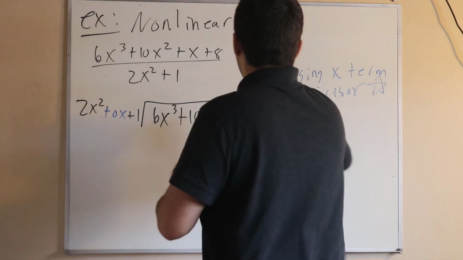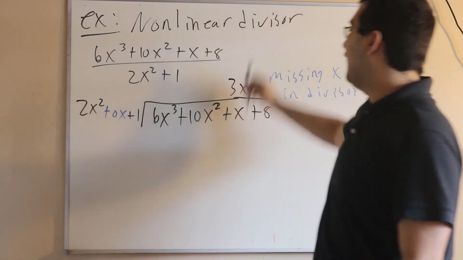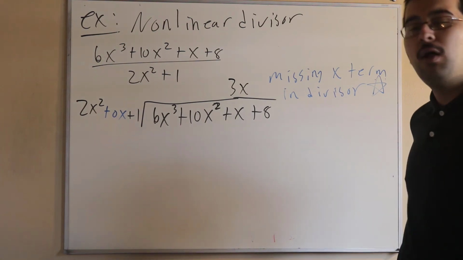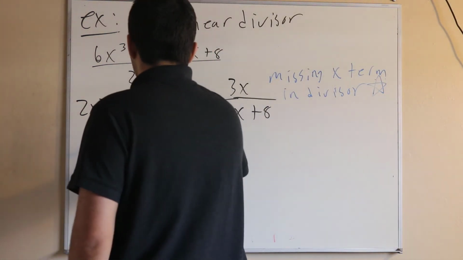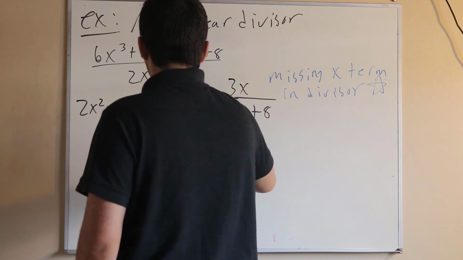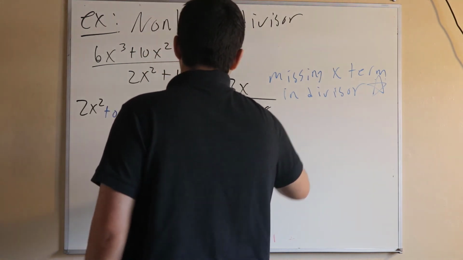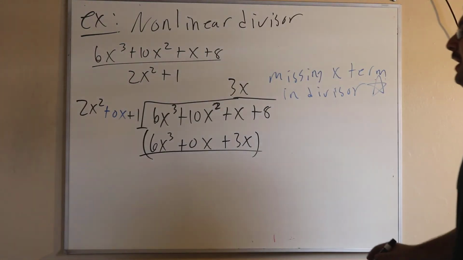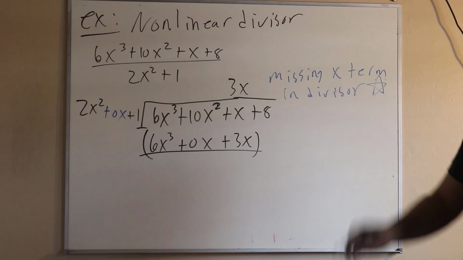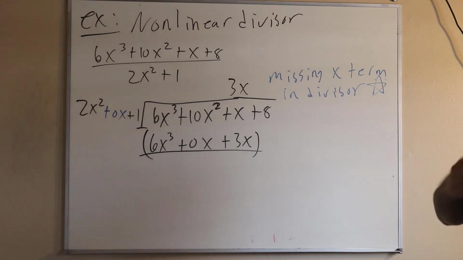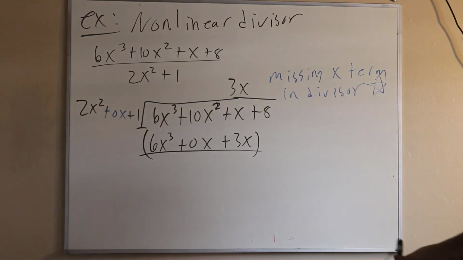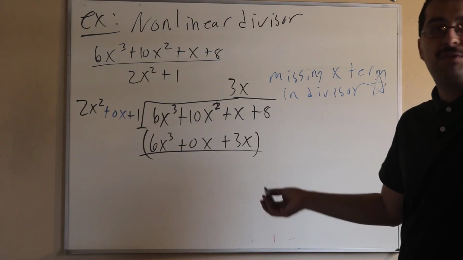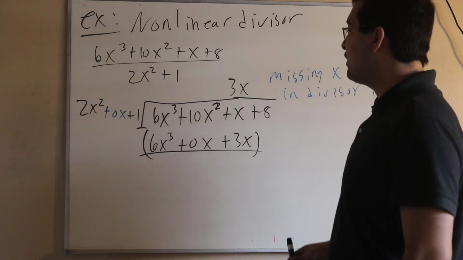So I go match the 3x with the x term in my dividend, and I simply do my multiplication. I multiply 3x to all of my divisor, and so I get 6x cubed plus 0x plus 3x. Hopefully at this point, what you can start gathering is that when you have nonlinear divisors, the process doesn't change at all. The only real thing that changes is in your subtraction step, you're just going to be subtracting more terms. That's the only big difference. So then, we go ahead and do our subtraction.